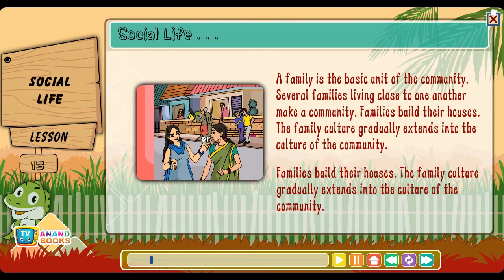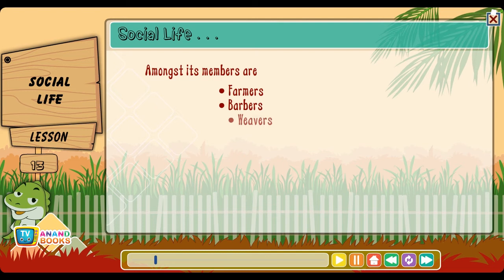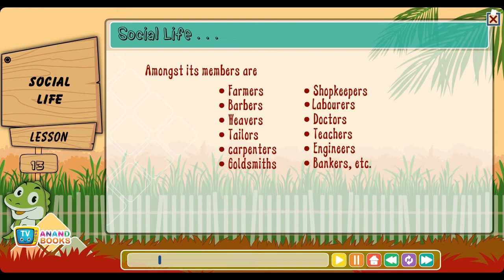A community consists of families engaged in different occupations. Amongst its members are farmers, barbers, weavers, tailors, carpenters, goldsmiths, shopkeepers, labourers, doctors, teachers, engineers, bankers, etc.